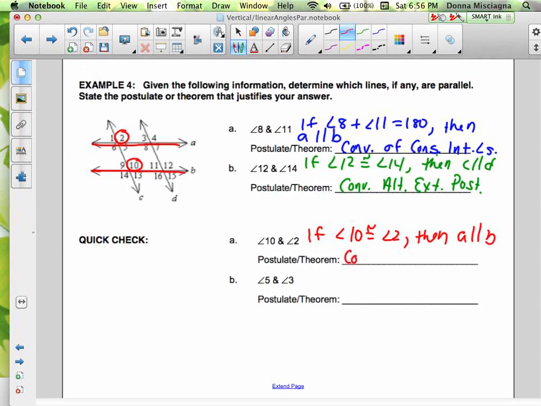The postulate we're using is the converse. Those are corresponding angles, so the converse of the corresponding angles postulate. And actually I can get postulate in here.